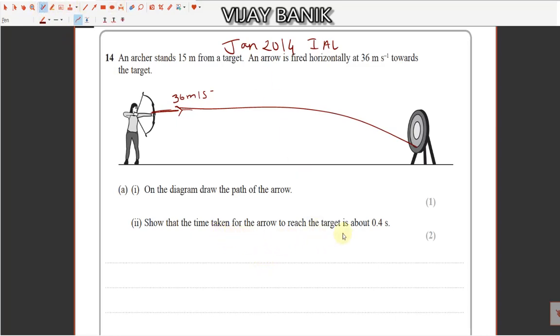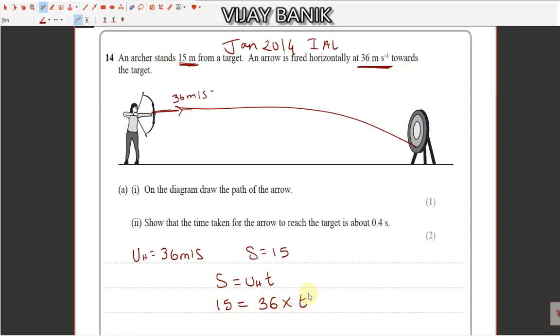Show that the time taken for the arrow to reach the target is 0.4 seconds. They already gave us the horizontal distance, 15 meters, and the horizontal velocity, 36 meters per second. Remember, I have mentioned many times that the horizontal velocity never changes if air resistance is ignored. So the horizontal velocity is 36 meters per second only. The horizontal distance is 15 meters, and the formula is s equals u_h t. So s is 15, the velocity is 36 meters per second, and t is time.